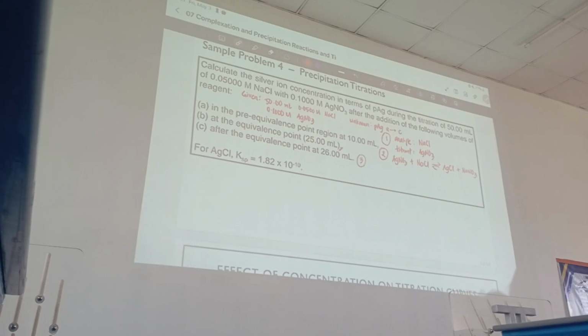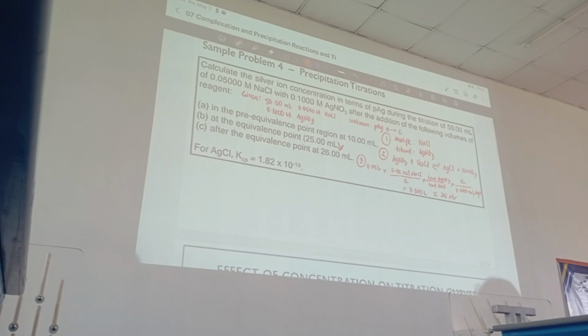Number 3, the equivalence point. So how do we find the equivalence point? Start with 0.050 liters times 0.05 molar NaCl per 1 liter times 1 mole of AgNO3 per 1 mole of NaCl, times 1 liter per 0.1 moles of Ag. Your answer is 0.025 liters, or 25 mL. So the given in letter B is 25 mL.